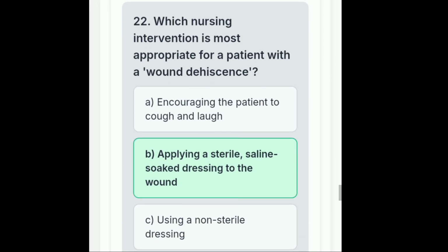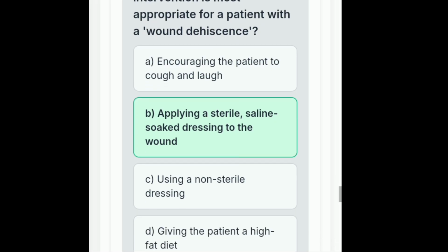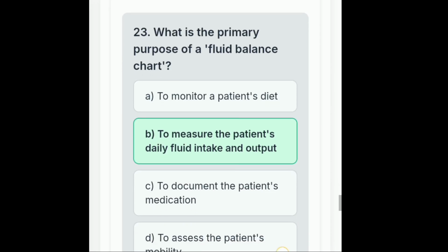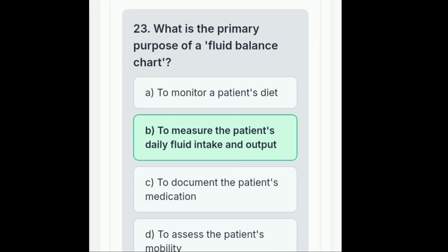Which nursing intervention is most appropriate for a patient with a wound dehiscence? Option A, encouraging the patient to cough and laugh. Option B, applying a sterile saline soaked dressing to the wound. Option C, using a non-sterile dressing. Option D, giving the patient a high fat diet. B is the correct.